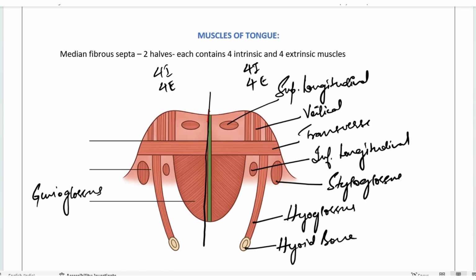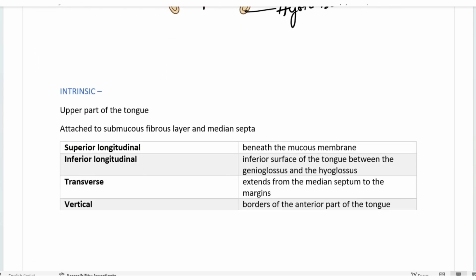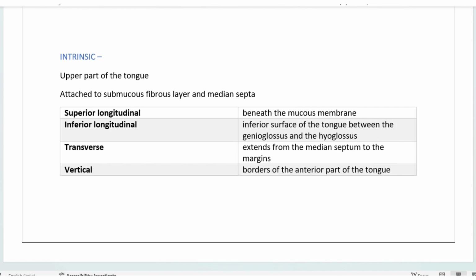Now let's look into the muscles deeply. First we'll be covering the intrinsic muscles. They are present in the upper part of the tongue. They're attached to the submucous fibrous layer and the median septa. Now as stated, there are 4 muscles: superior longitudinal, inferior longitudinal, transverse and vertical.